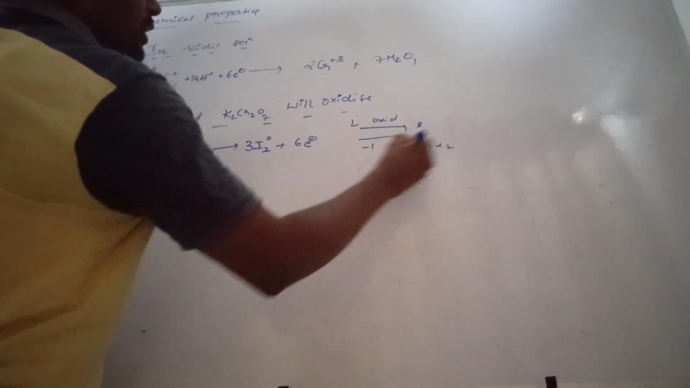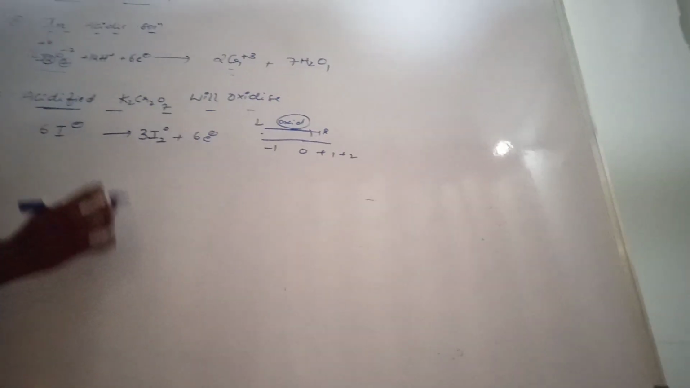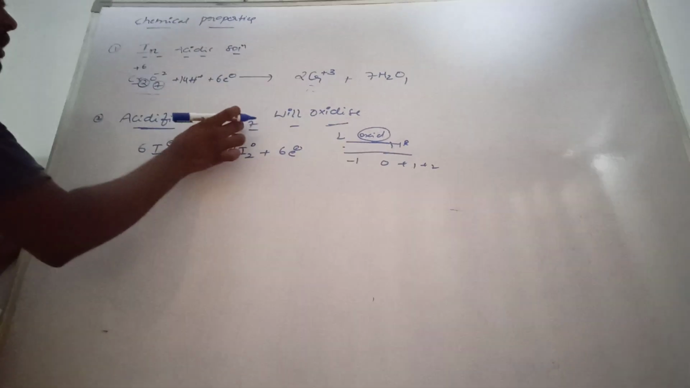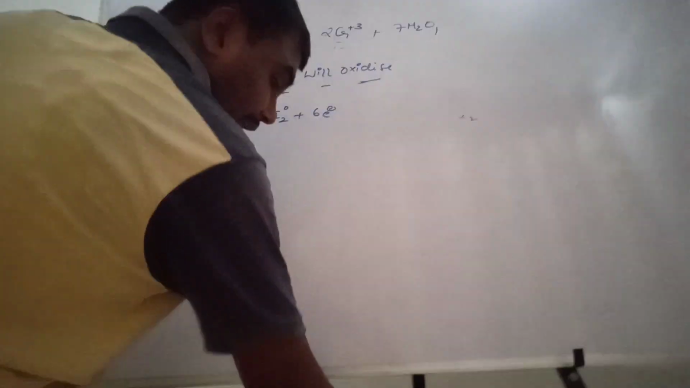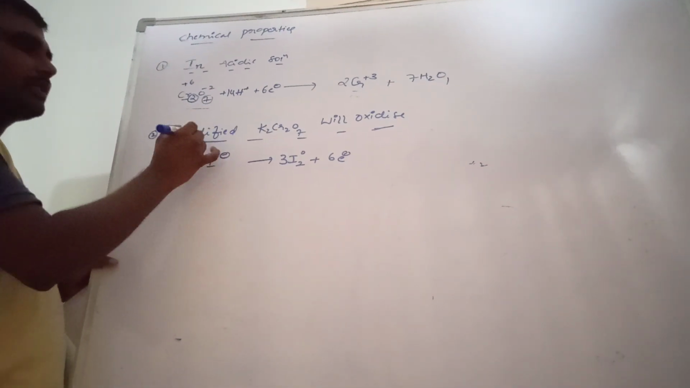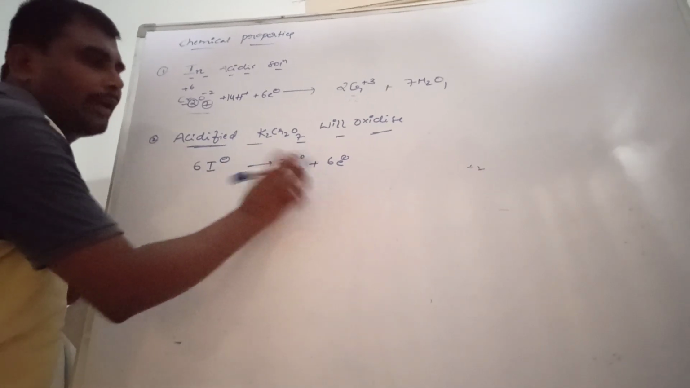Plus 1, plus 2, plus 3. Negative to positive, the line travelling we call oxidation, the oxidation number is increasing, so we call it oxidized in the presence of acidic medium. See students, very important: if they give acidified, you have to see acidified. I minus is converted to I2, fix.